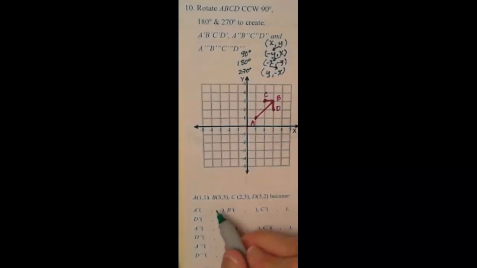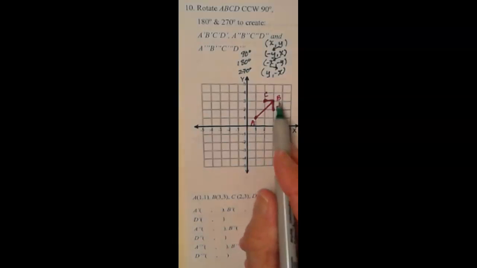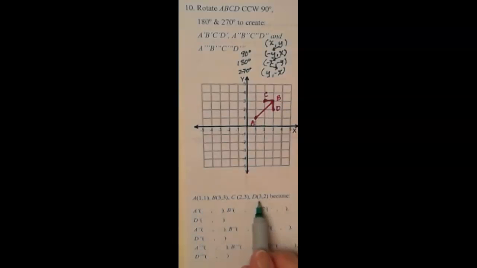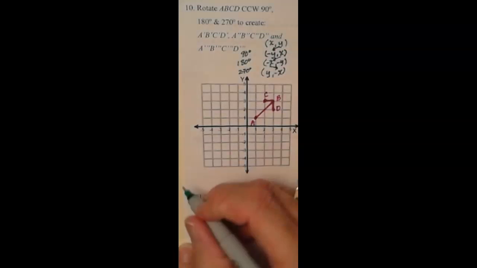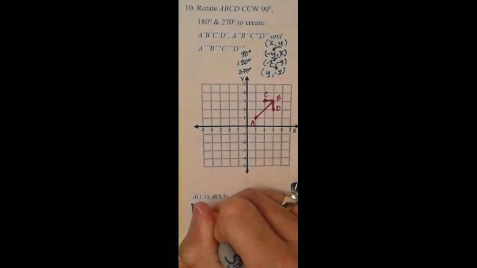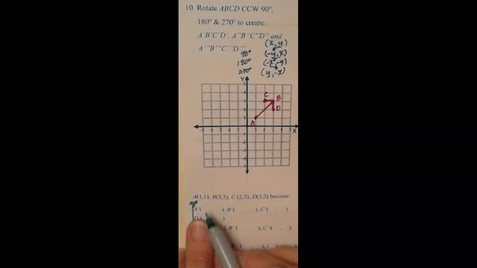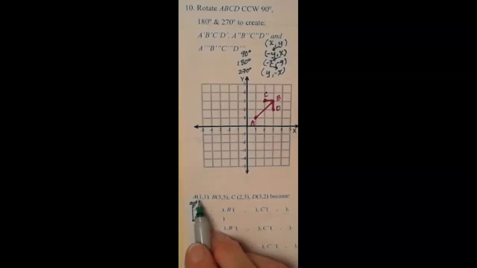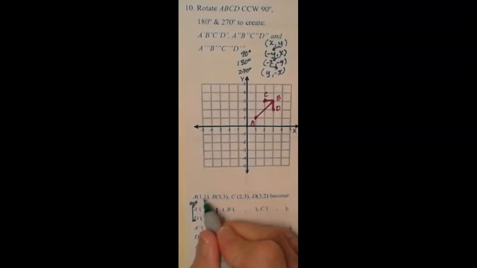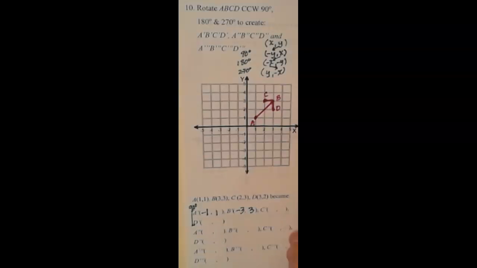So my original A, B, C, D are rewritten here. To go 90 degrees, we'll call this one right here the 90-degree rotation, we'll end up with the 1 being copied directly to the back. The Y value came to the front and became negative. So here for B, our 3 comes to the front as negative, and the X value that was 3 goes to the position of Y.